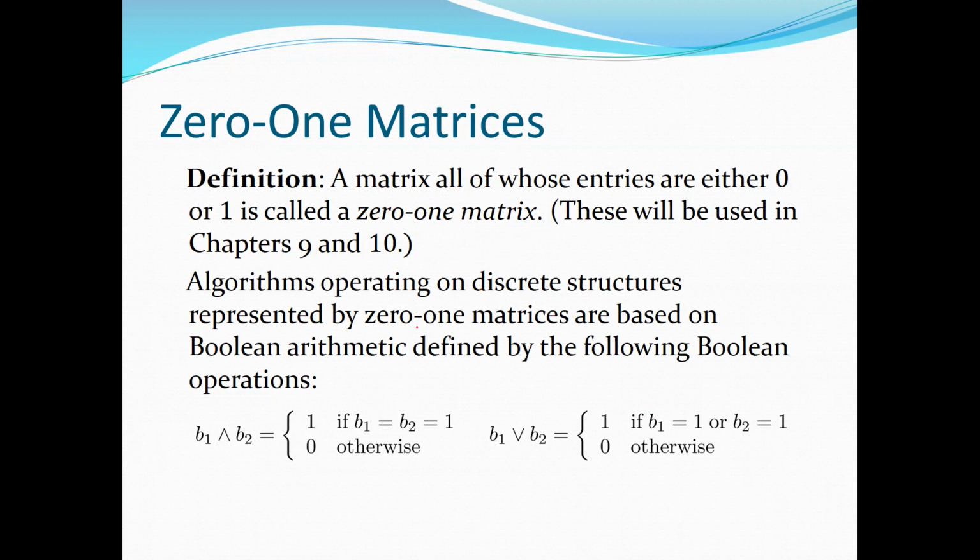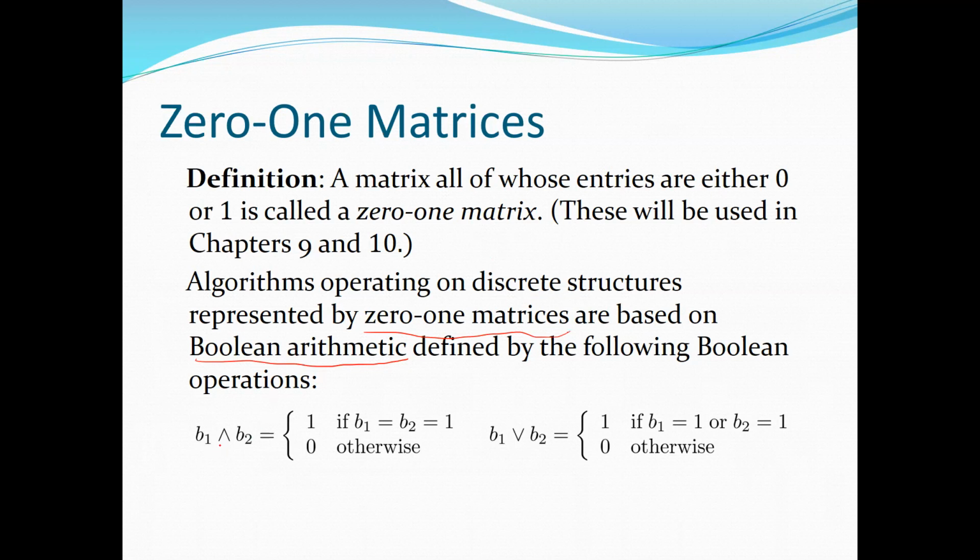operating on discrete structures represented by 0 1 matrices are based on Boolean arithmetic defined by the following Boolean operations. So that means we have the 0 1 matrices that are widely used in computer science and in computation, and if we have the 0 1 matrices, we can easily apply the arithmetic, the addition and the subtraction, but that arithmetic is also called the Boolean arithmetic. And we already know what the Boolean arithmetic is that we learned in propositional logic. That is, we can use two operators, either AND or OR, right?